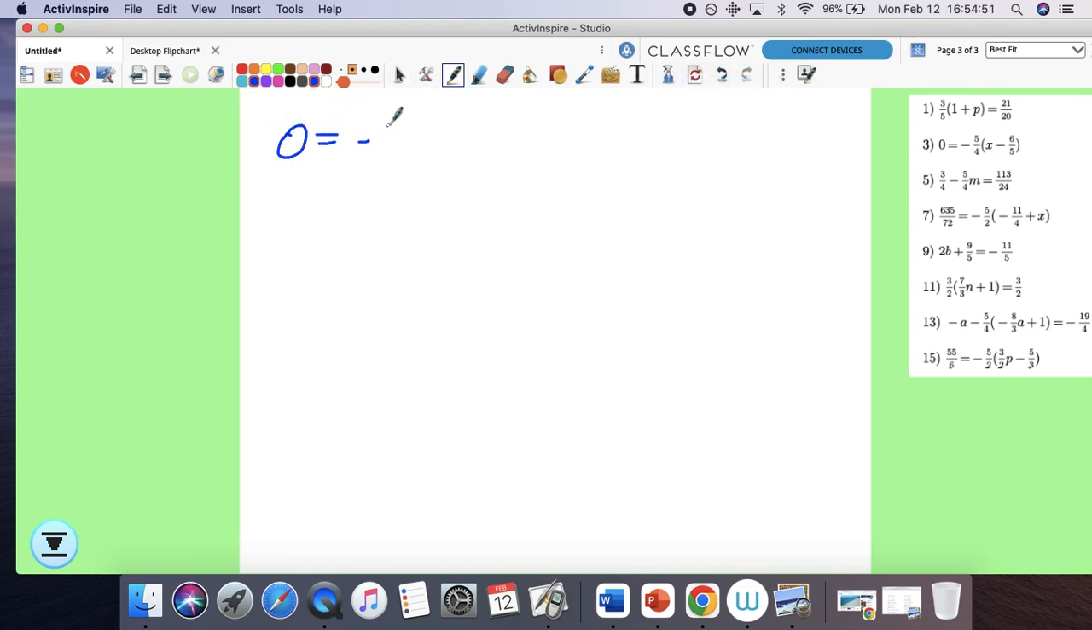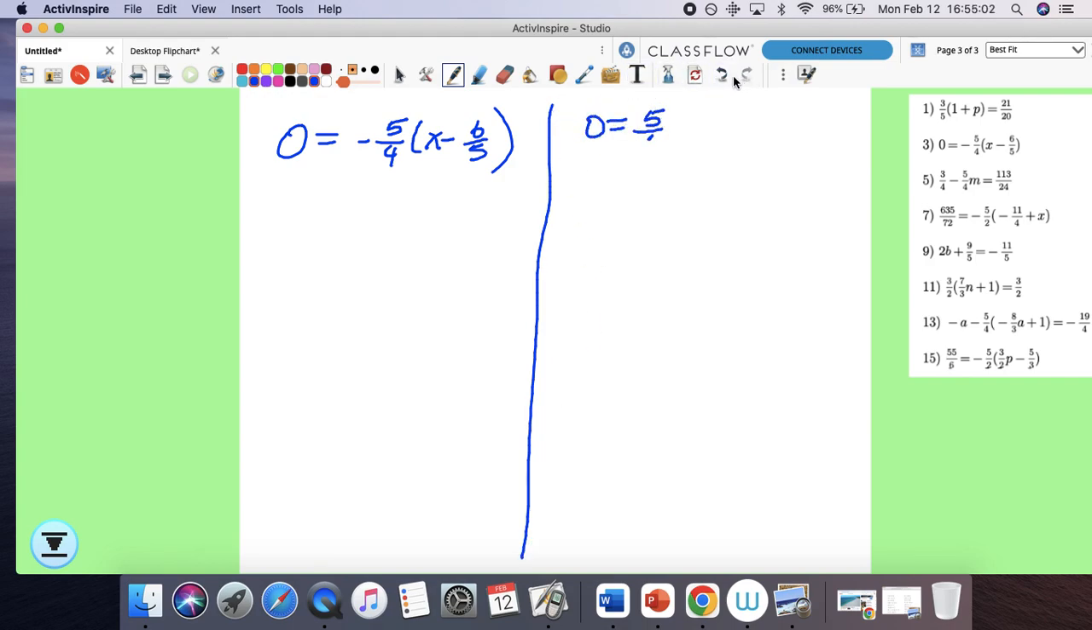0 equals negative 5 over 4 times (x minus 6 over 5). Let me make a line here: 0 equals negative 5 over 4, parentheses, x minus 6 over 5.